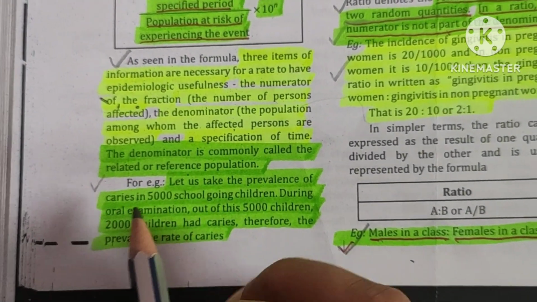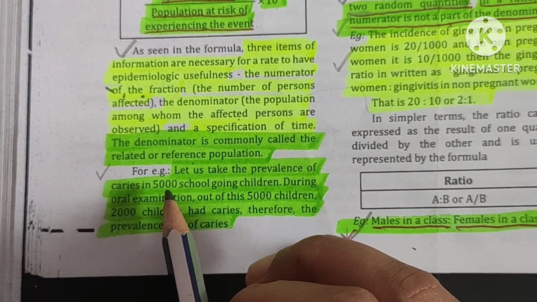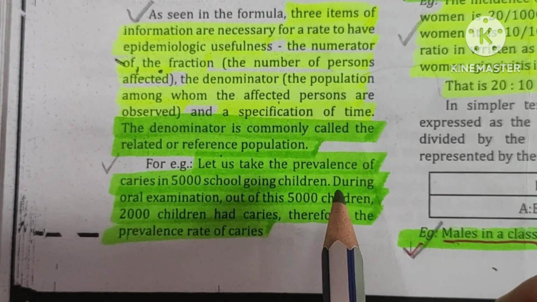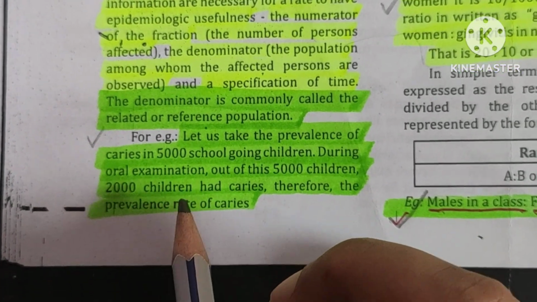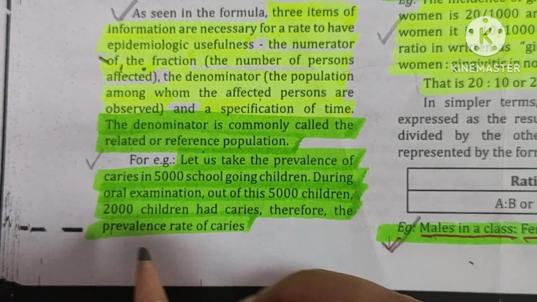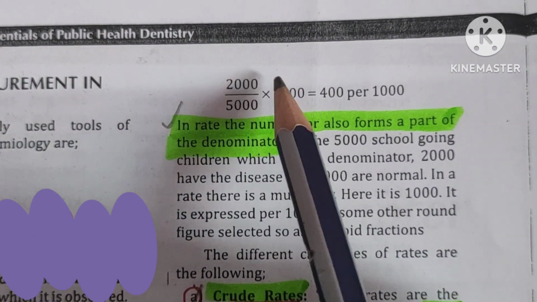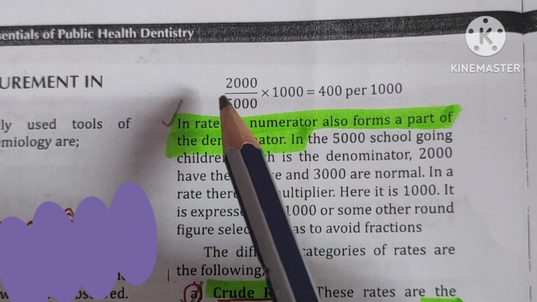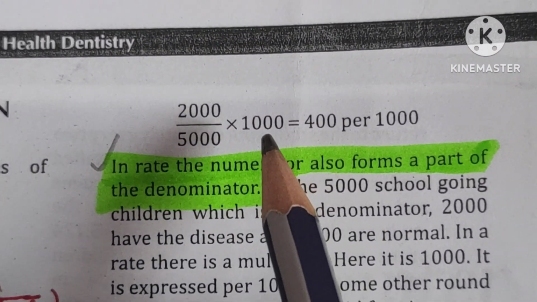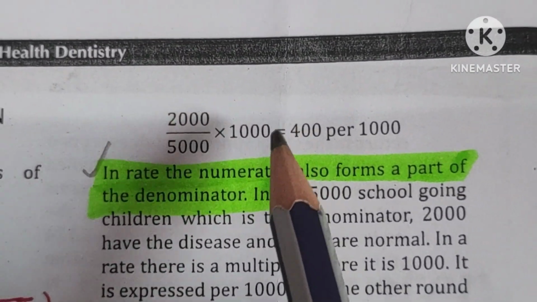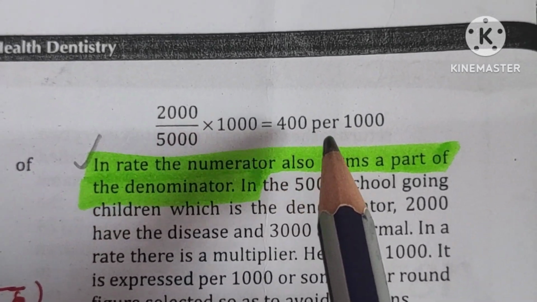So let's talk about the example. For example, let us take the prevalence of the caries in 5,000 school going children. During oral examination, out of 5,000 children, 2,000 children had the caries. Therefore, the prevalence rate of the caries will be 2,000 experiencing caries divided by total 5,000 school going children into 10 to the power n, where 1000 is the multiplier, equals 0.4, and the answer is 400 per 1000.